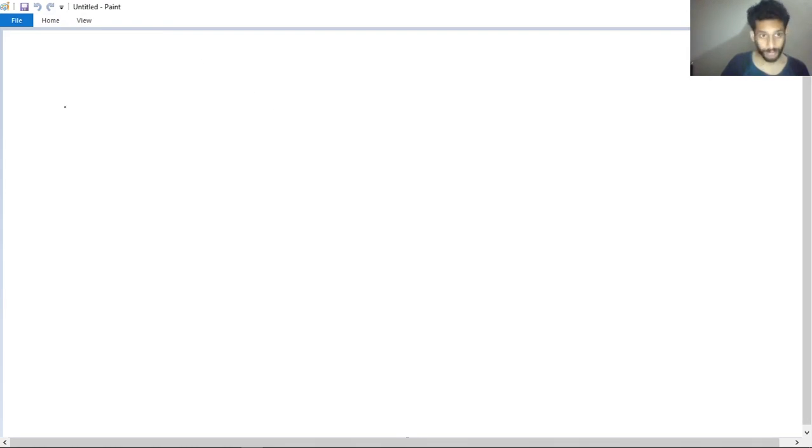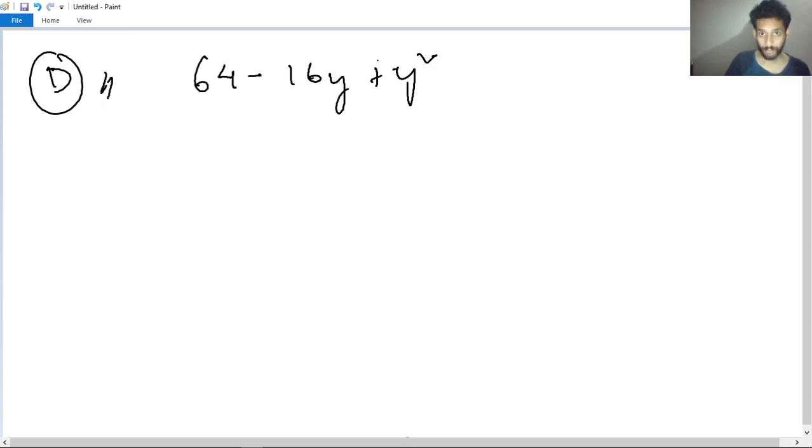Question number 30, you do it. Now D is simple. D is just like C, but you have to write one step more: 64 minus 16y plus y square. We already did most of the things in C. If you have any problem, just check that C part again.